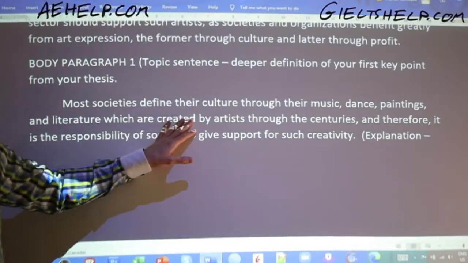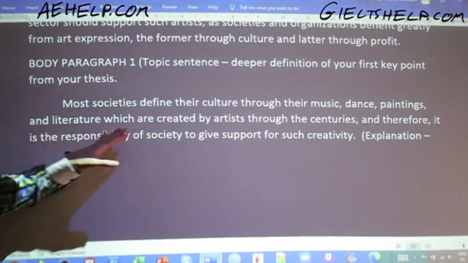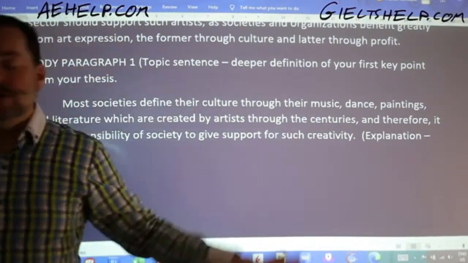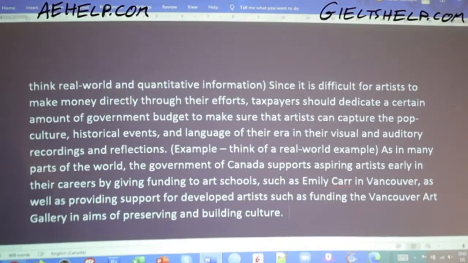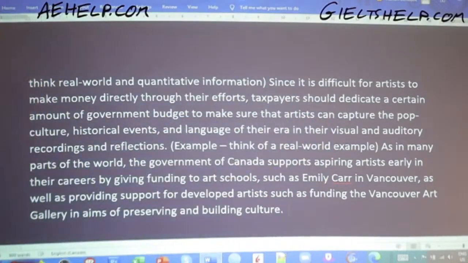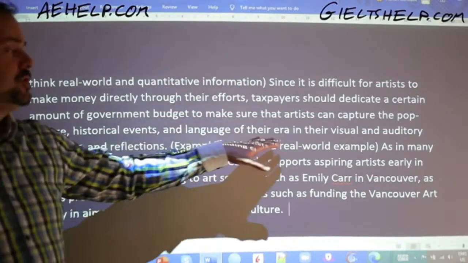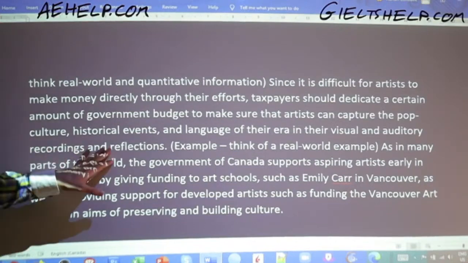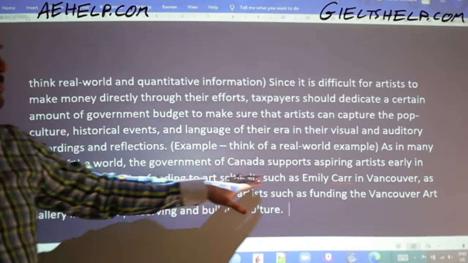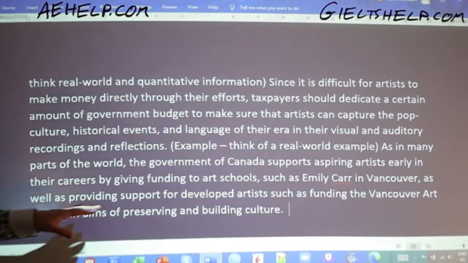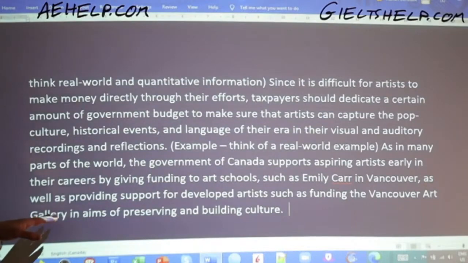Most societies define their culture through their music, dance, paintings, and literature, which are created by artists through the centuries. And therefore, it is the responsibility of society to give support for such creativity. Since it is difficult for artists to make money directly through their efforts, taxpayers should dedicate a certain amount of government budget to make sure that artists can capture the pop culture, historical events, and language of their era in their visual and auditory recordings and reflections. As in many parts of the world, the government of Canada supports aspiring artists early in their careers by giving funding to art schools, such as Emily Carr in Vancouver, as well as providing support for developed artists, such as funding the Vancouver Art Gallery, in aims of preserving and building local culture.